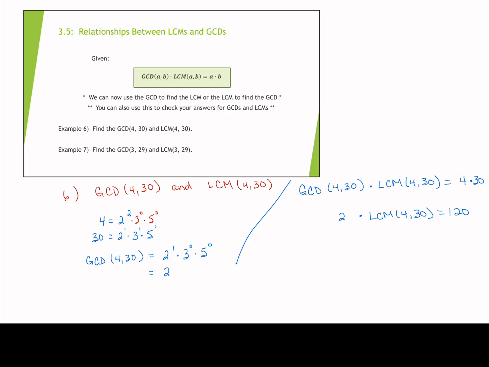So all I need to do at this stage is divide by 2 in order to find the LCM. If we divide both sides of this equation by 2 to solve, we can see that the LCM result for 4 and 30 is going to be 120 divided by 2, or 60. And we didn't have to do any of the work.